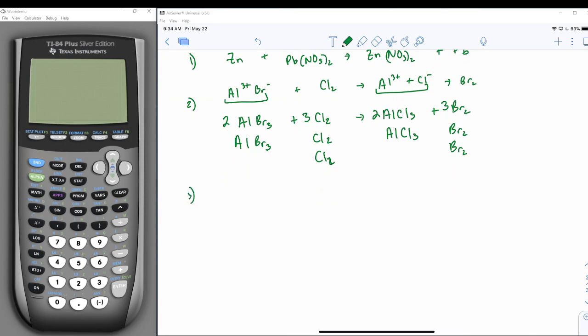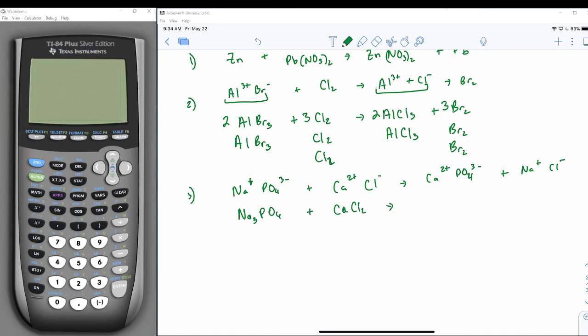Okay, 3. Sodium phosphate plus calcium chloride, which is Ca2+ and Cl−, yields Ca2+ and phosphate 3−, and sodium chloride, which is NaCl. So I write all my ions out first. It helps me organize my thoughts, and then I form my compounds from that.